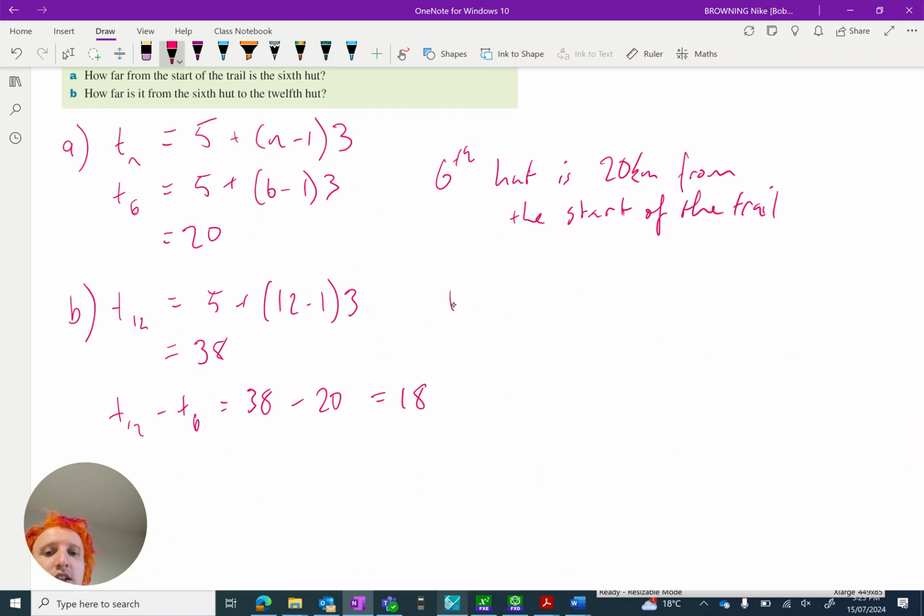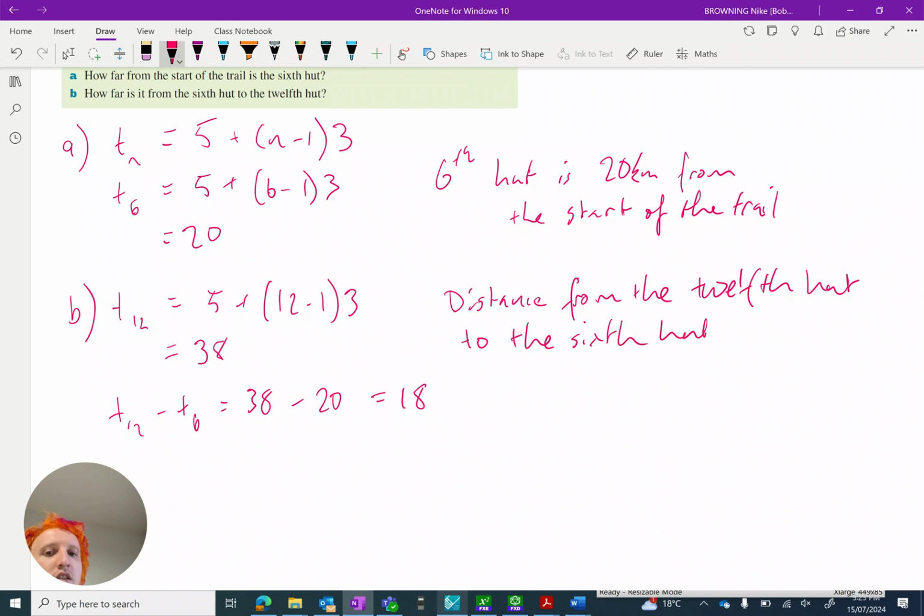So the distance from the 12th hut to the 6th is 18 kilometers.